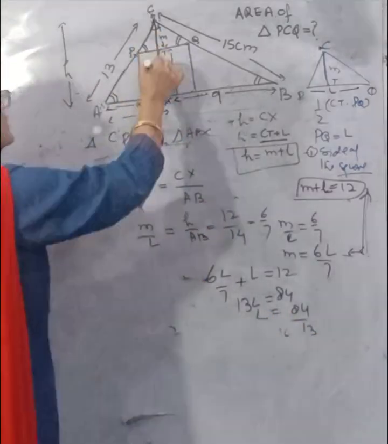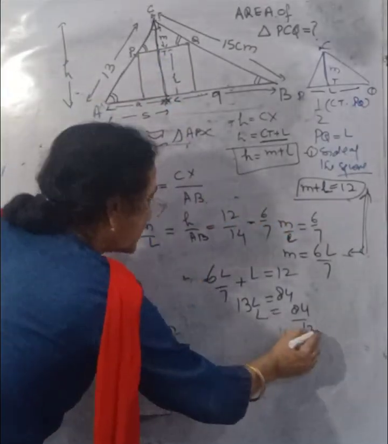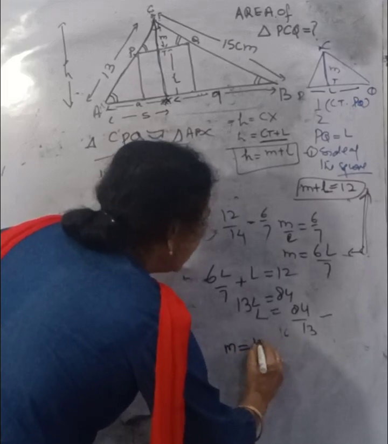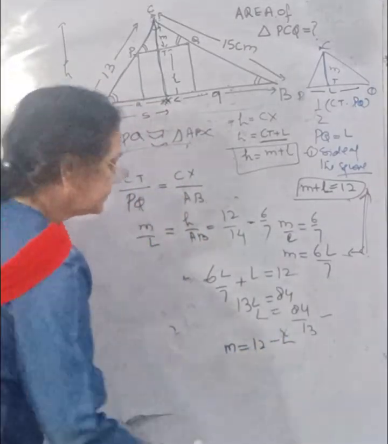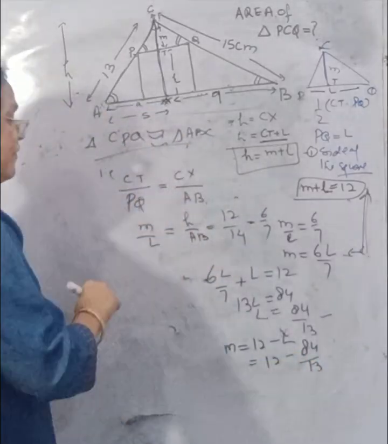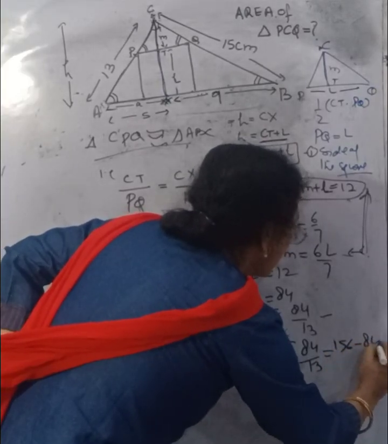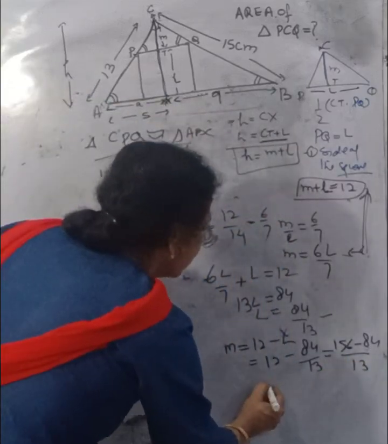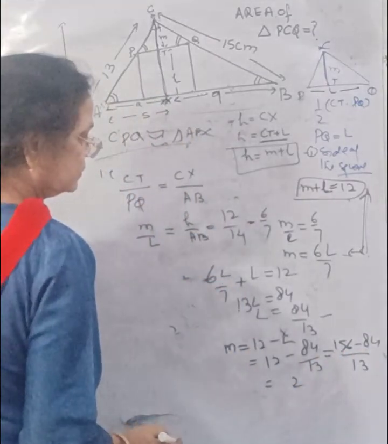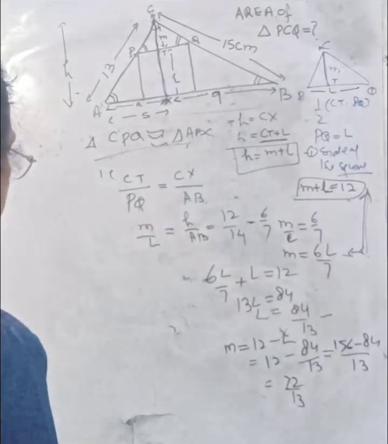This is the value of L, this length. And then M can also be obtained. Since m plus L was 12, M will be equal to 12 minus L, that is 12 minus 84 upon 13. 12 into 13 is 156, so 156 minus 84 upon 13 will be equal to 72 upon 13. This is M.